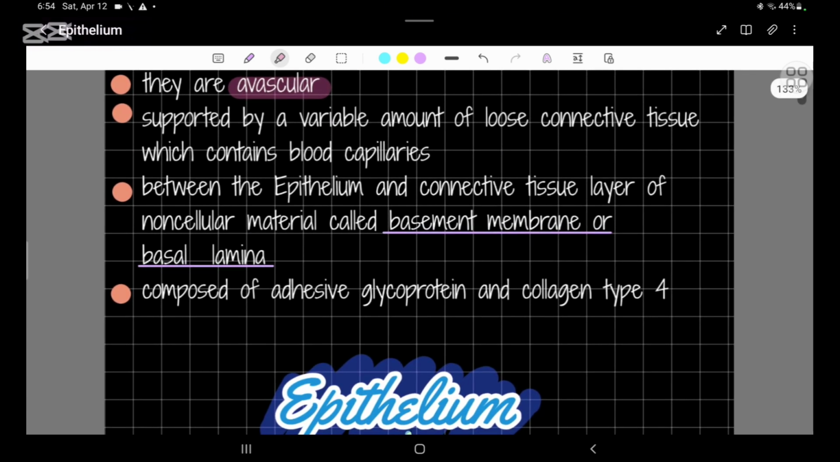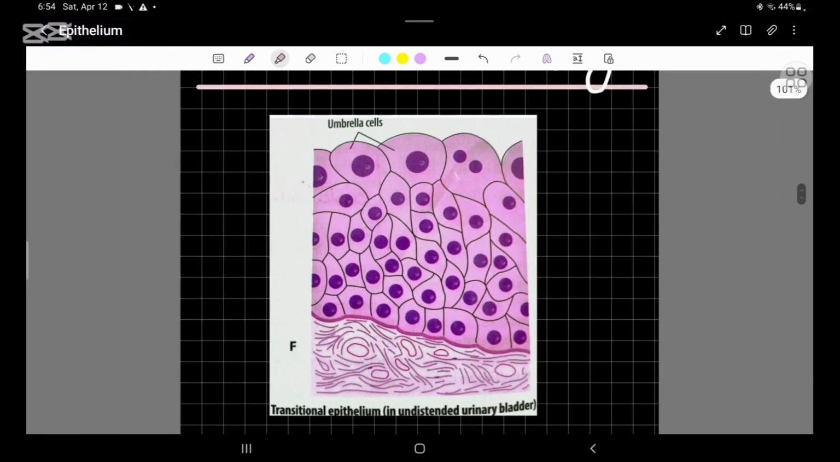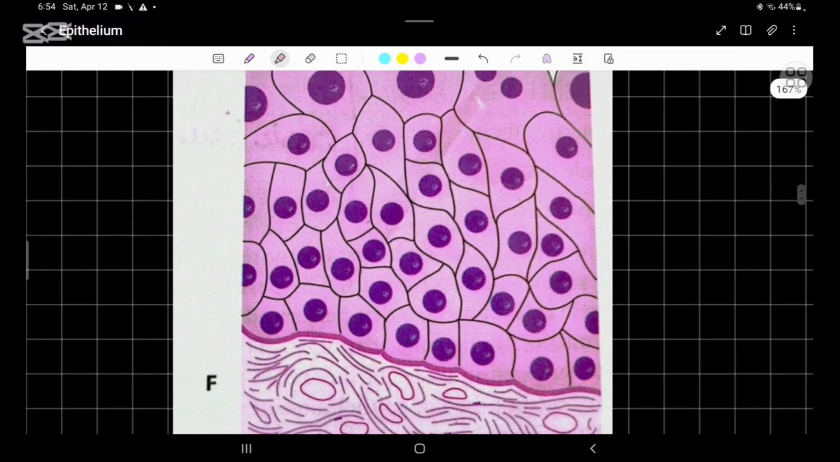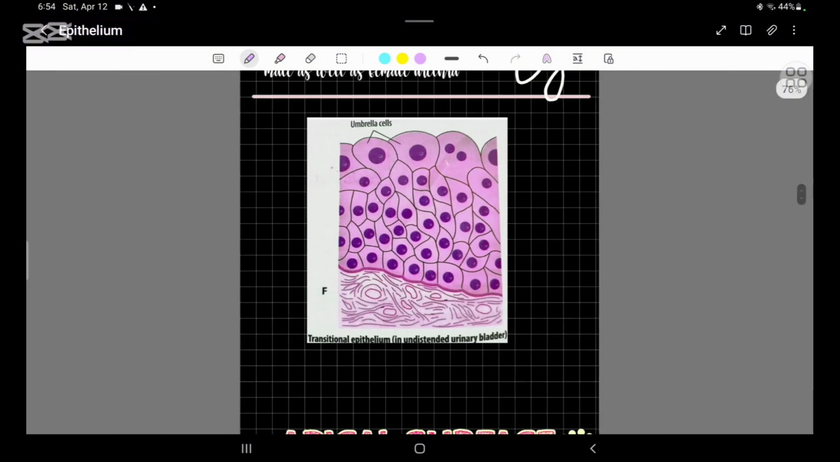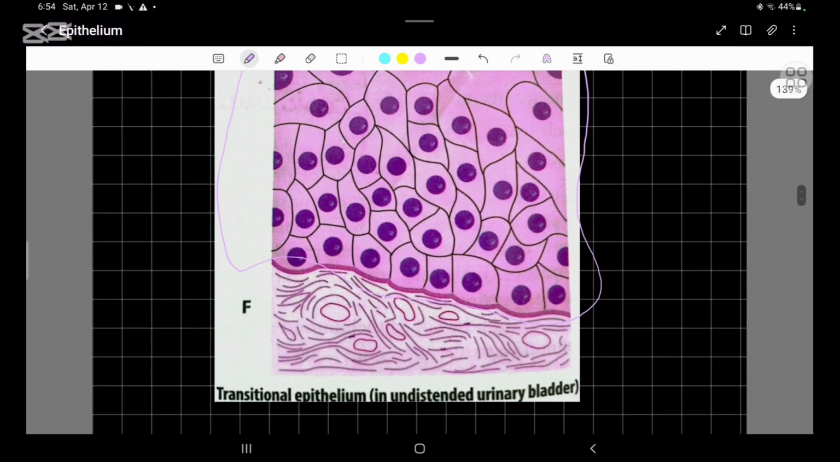Supported by a variable amount of loose connective tissue which contains blood capillaries. Here we go. Between the epithelium and connective tissue, a layer of non-cellular material called the basement membrane or basal lamina is present. Say, okay, epithelial cells, here you can go with this. Consider this as your epithelial cells. Consider this whole thing as the epithelial tissue. A group of cells makes up the epithelial tissue.